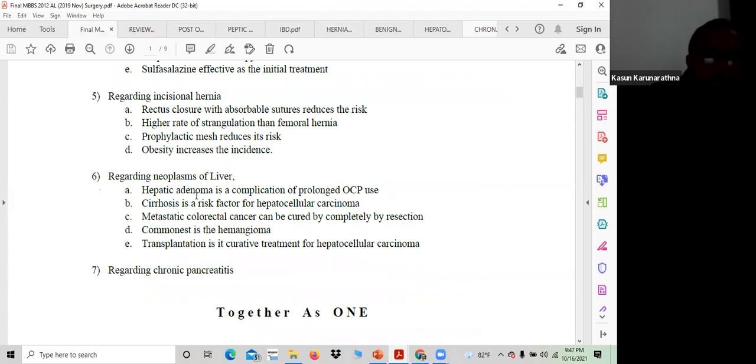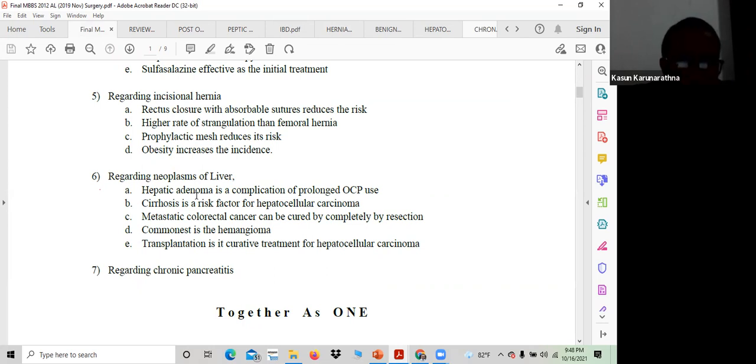Regarding the neoplasm of the liver, right? Hepatic neoplasms. Hepatic adenoma is a complication of prolonged OCP. That's true. Cirrhosis is a risk factor for hepatocellular carcinoma. Yes, hepatocellular carcinoma always arises in a cirrhotic liver. Background liver will be cirrhotic.